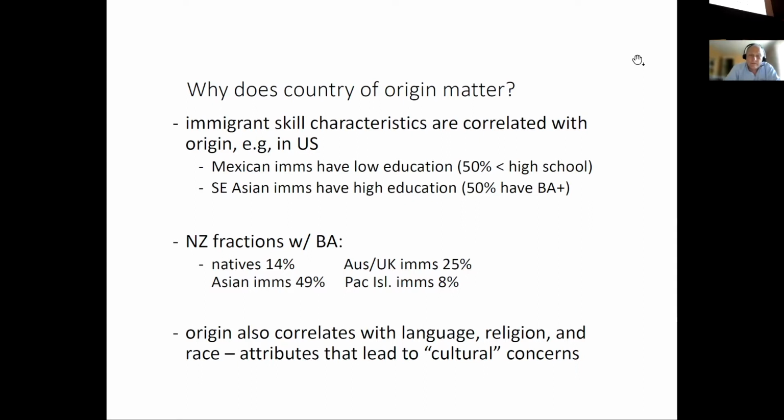If you look at the fraction of people who have a bachelor's degree among natives, it's around 15%. For people from Australia or UK, it's around a quarter. For Asian immigrants, it's around a half. For Pacific Islanders, it's less than 10%. Origin also correlates with language, religion, race, and lots of other factors. And on the non-economic side, or the cultural side, of immigration, it figures pretty prominently.